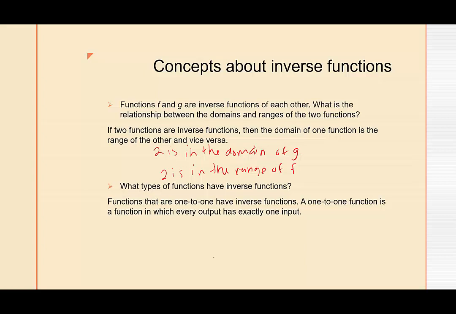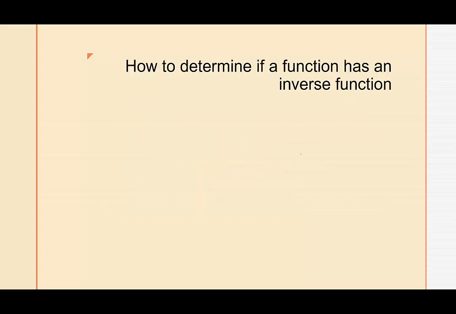So for example, y equals x squared. You can get 4 as an output if x is 2 or negative 2. So therefore that function is not one-to-one, and therefore it does not have an inverse function.